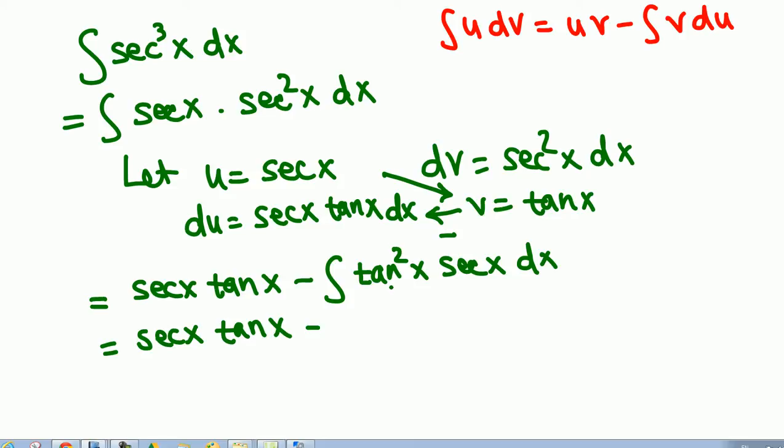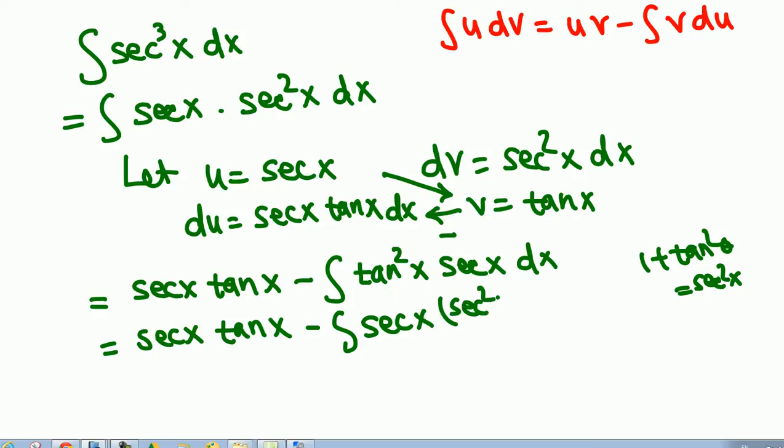Let's write tangent squared in terms of secant. This secant, let me write in the front. So secant x tangent squared. We know 1 plus tangent squared is secant squared. So tangent squared is, subtracting 1 from both sides, secant squared minus 1.